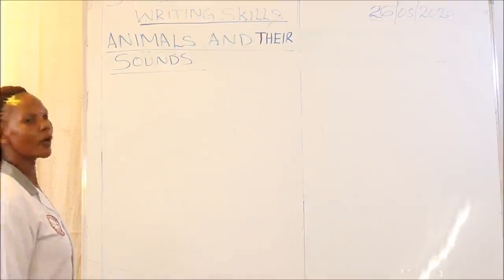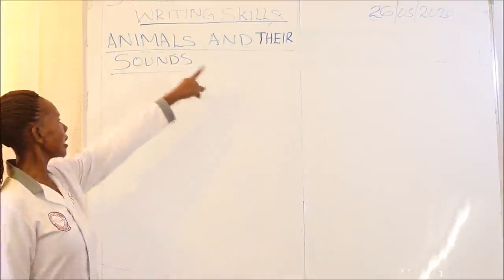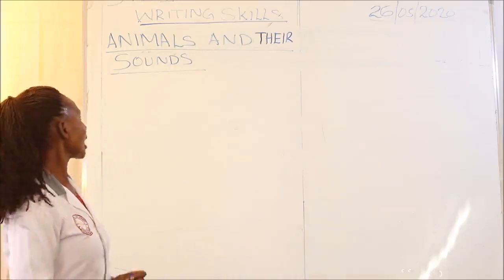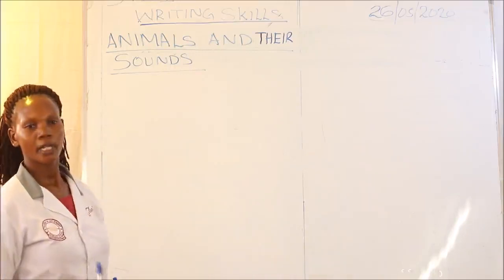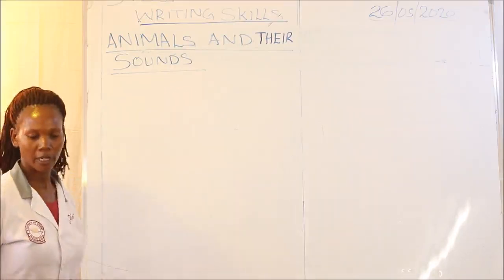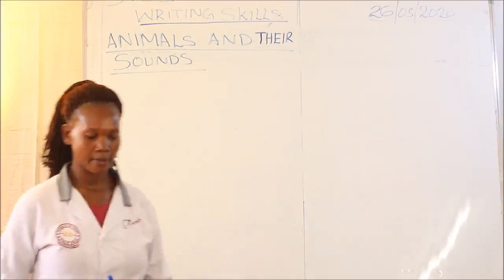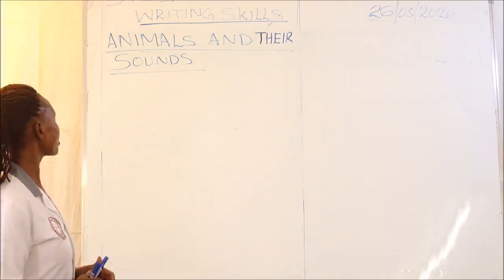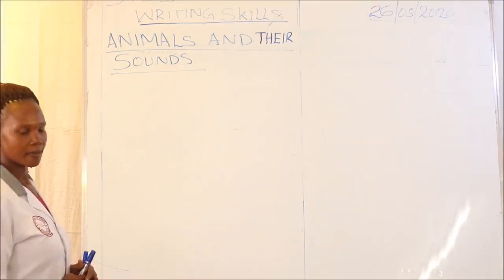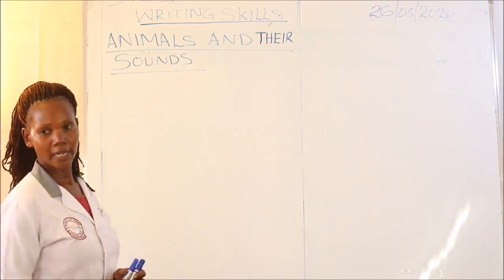Our lesson, or our subject here, is writing skills, and our specific competence is about animals and their young ones. Before we talk about that, let us review the previous specific competence, which was about animals and their young ones. We say that animals are living things.